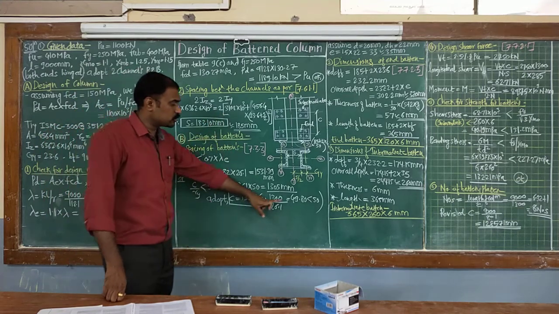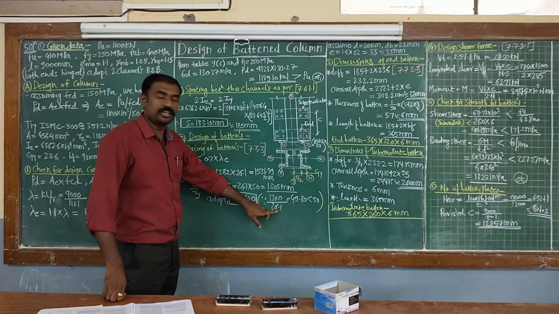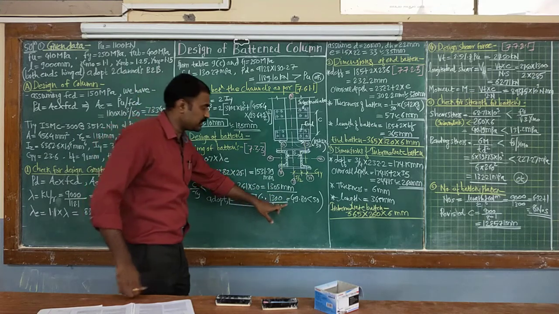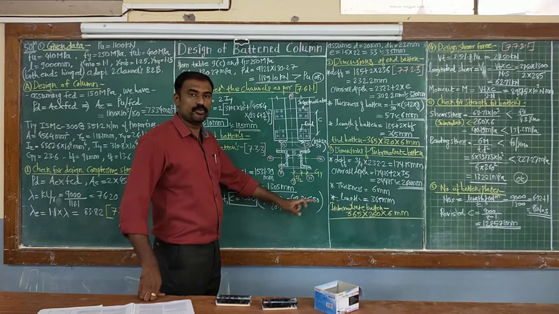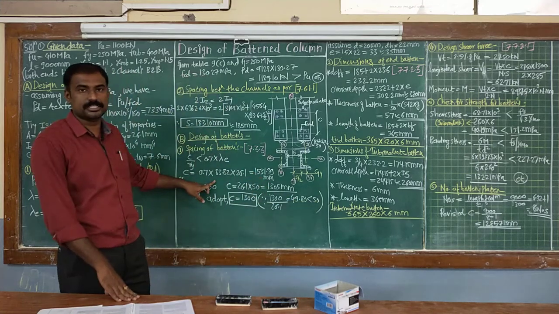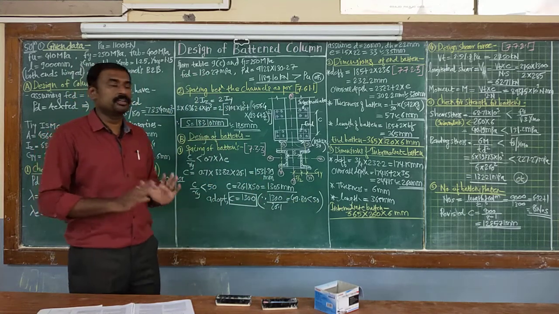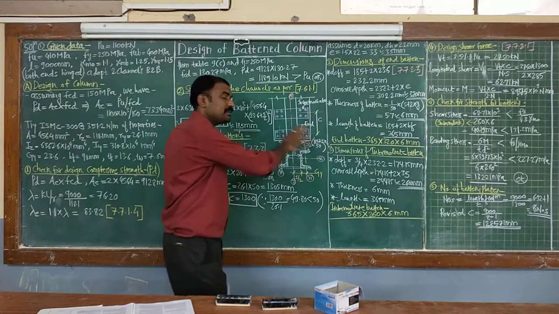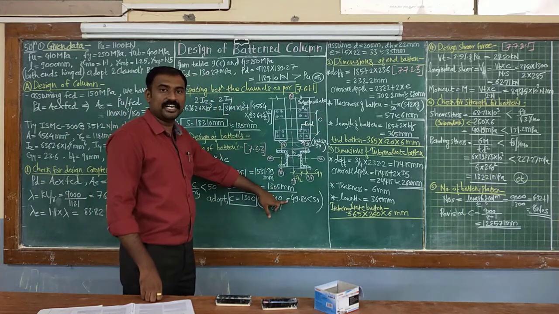I am assuming it equals 1300. Now 1300 by your least radius of gyration of the individual section comes to near about 49.80, which is less than 50. Therefore our condition is satisfied. Now here I have assumed the spacing between your batten system as 1300.